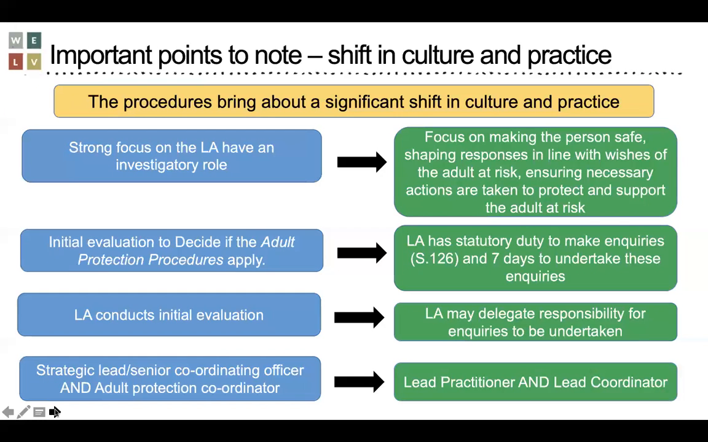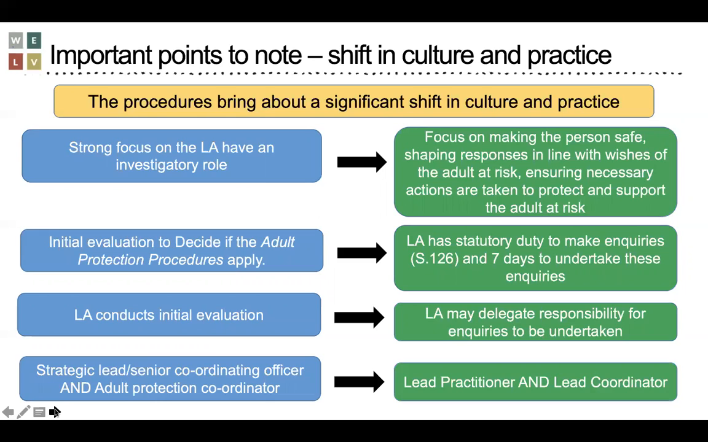So, to bring section 3 to a close, once again, we see a significant shift in culture and practice. We are moving from procedures that set out a very strong focus on the local authority having an investigatory role. The focus now is much more on making sure that person is safe, shaping responses in line with the views, wishes and feelings of the adult at risk themselves, ensuring that necessary actions are taken to protect and support the adult at risk, but that they are proportionate responses.